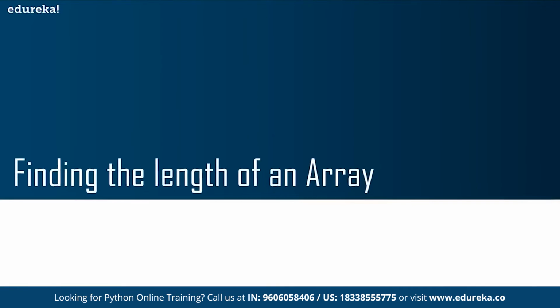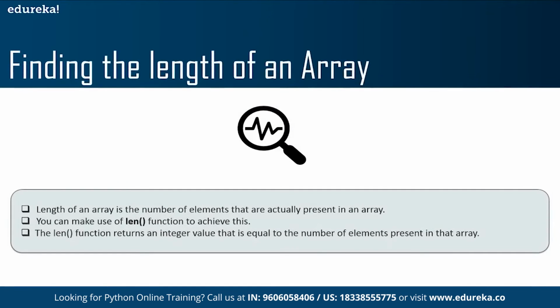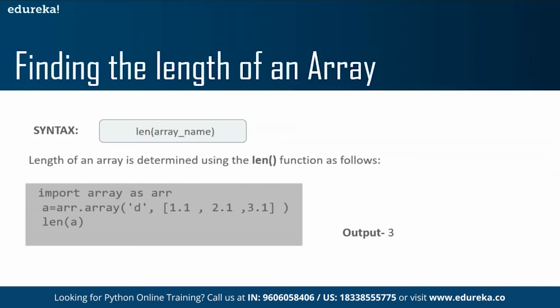To find the length of an array, you will have to make use of the len function. This function returns an integer value which is equal to the number of elements that are actually present in your array. The len function takes one parameter which is the name of your array. As you can see in the example over here, I've created some random array A and I've given some random values. I have 3 values over here. And when I use the len function and I specify the name of my array, the output is 3, which is equal to the number of elements that are present in my array.